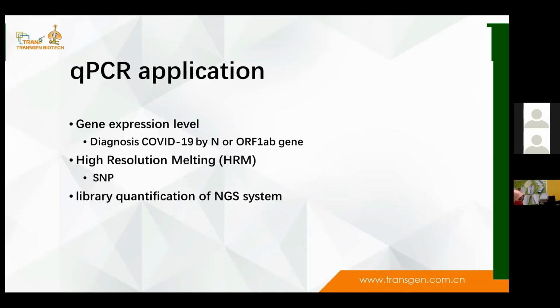And the other one is library quantification for NGS. Usually, when we do NGS library prep, we can use Qubit to detect the concentration, but we always have to make sure of the concentration, so we can use qPCR to do the library quantification.